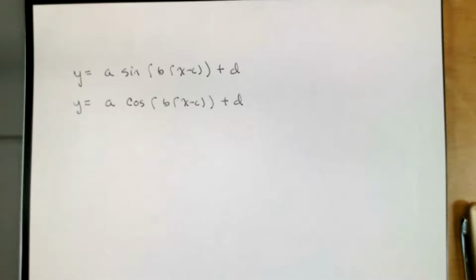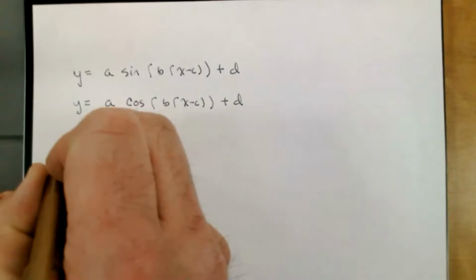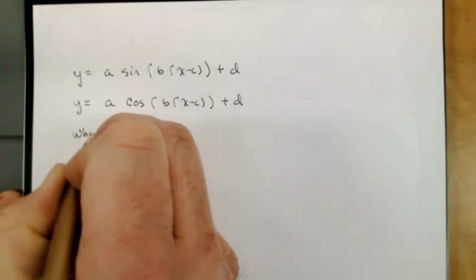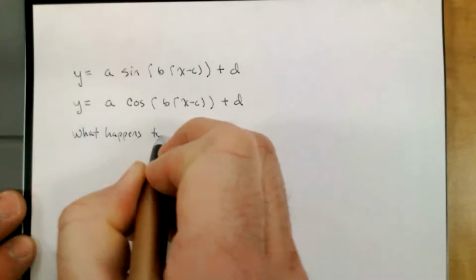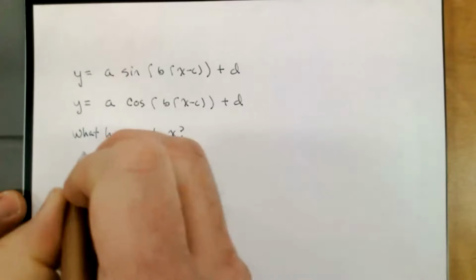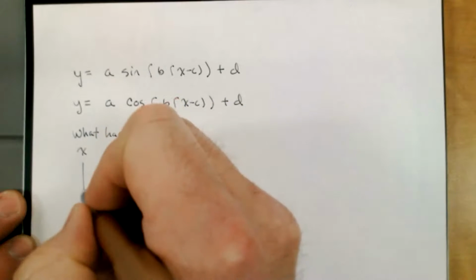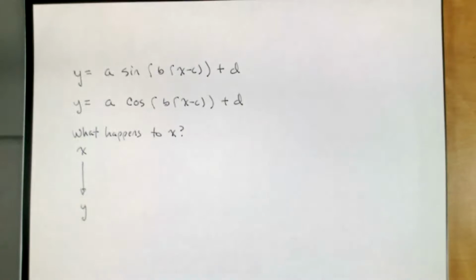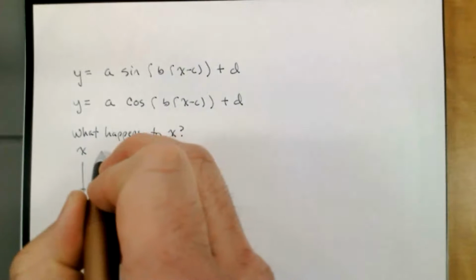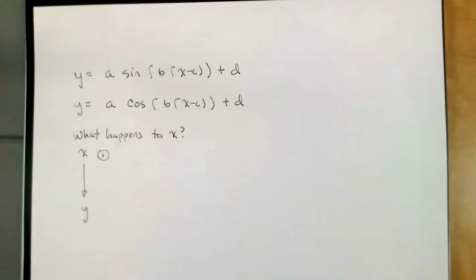So let's take a look at what happens if we run x through either of these calculations. In the order of operations, what's the first thing that happens to x? So let's write down what happens to x. We start off with x, and x turns into y because a bunch of things happen. And I want to write down in order what those things are.